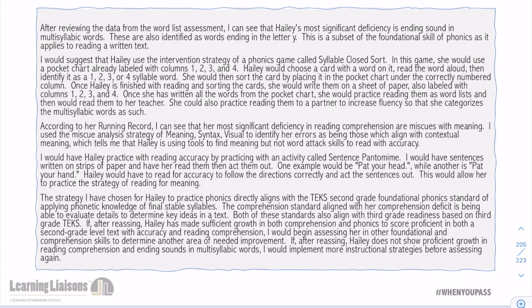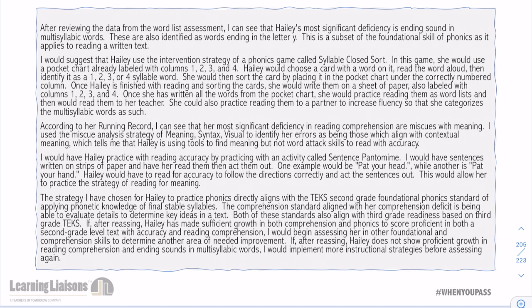I would have sentences written on strips of paper and have her read them, then act them out. One example would be pat your head, while another is pat your hand. Haley would have to read for accuracy to follow the directions correctly and act the sentences out. This would allow her to practice a strategy for reading for meaning.